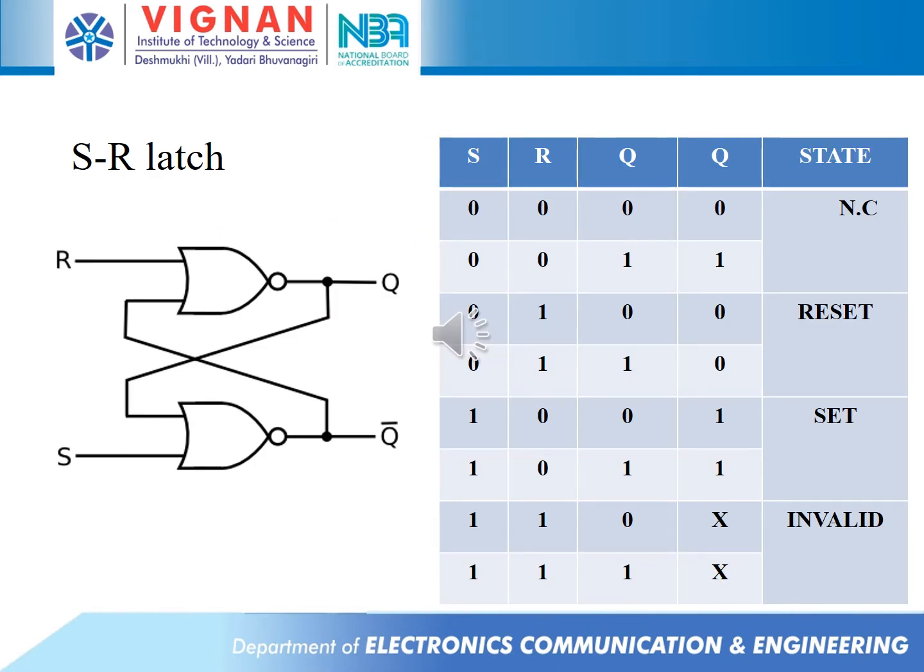Now the types of latches or flip-flops. There are basically 4 types of latches or flip-flops present in sequential logic. They are namely the SR latch or set reset latch, the D latch or delay latch, the T latch or toggle latch, and the fourth one is the JK latch.